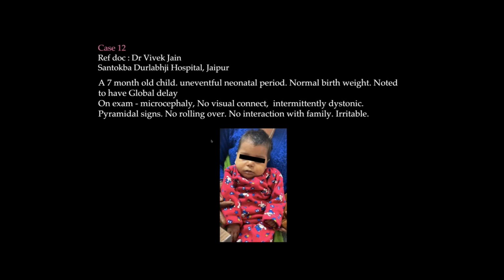Okay, so this is a 7-month-old girl child who had an uneventful neonatal period. So she had a normal birth weight, a good weight. And as she grew, parents noted significant delay. She is cognitively like a 2-month-old baby. Motor-wise, maybe around just 4 months. Microcephalic, no visual connect. Hearing is normal. She has significant bilateral spasticity with pyramidal signs and intermittent truncal dystonia, and is very irritable, just doesn't sleep. Parents actually brought her in for the irritability more than the delay.